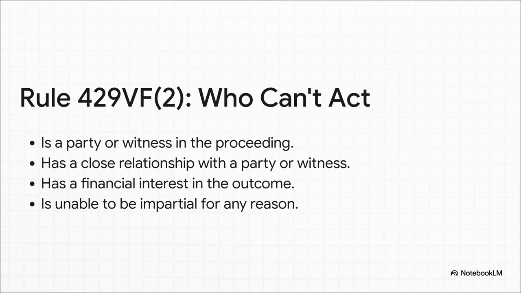Now, flip the coin. Rule 429VF, subsection 2, gives you the automatic disqualifications. The big idea here is impartiality. Simple as that. Are they a party? Are they related to someone? Do they have a financial interest in this case? Any of these things, and they are automatically out. And listen, it is your job as counsel to check for these conflicts before you ever set foot in the courtroom.